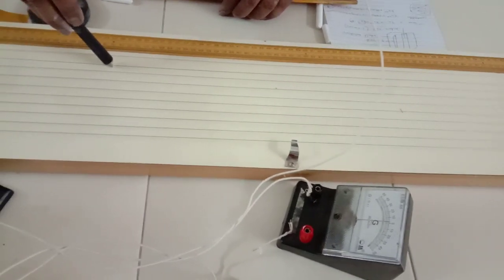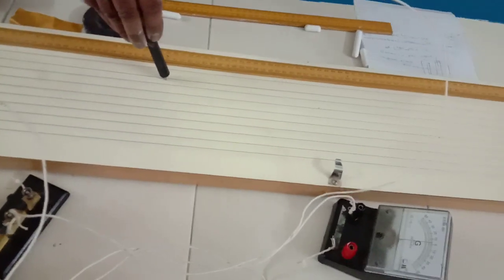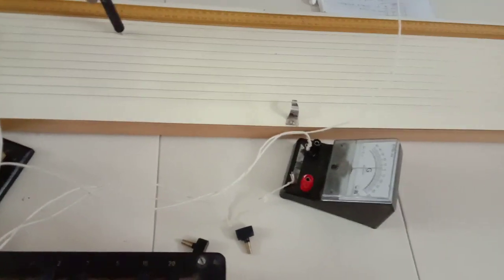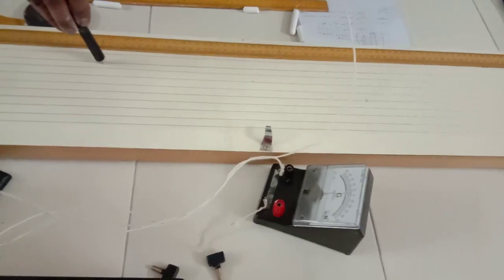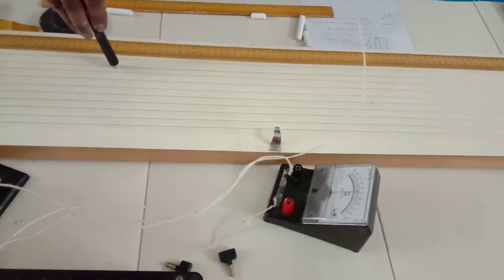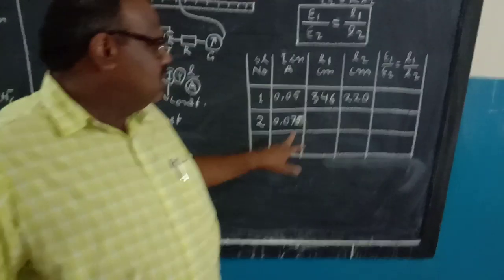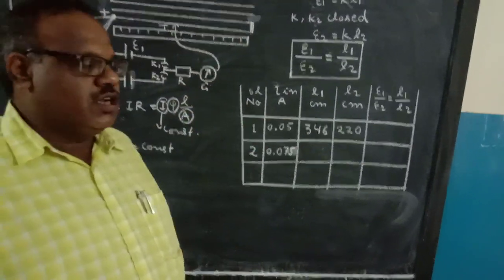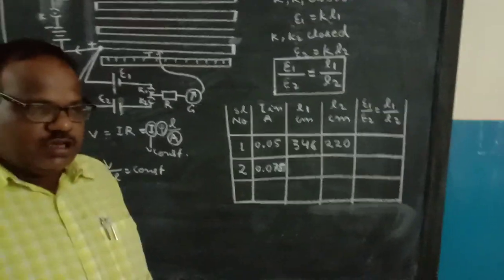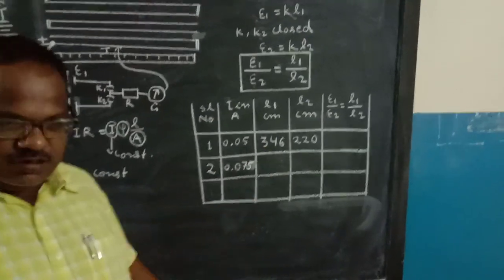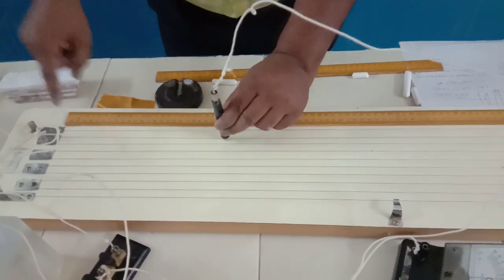See carefully. Can you guess, when I increase the current, will this length decrease or increase? This is a very good question, because when you increase the current, the potential gradient will increase. Potential gradient will increase means the length will be decreased. So you see it is decreased now. I have increased the current, so it is decreased.